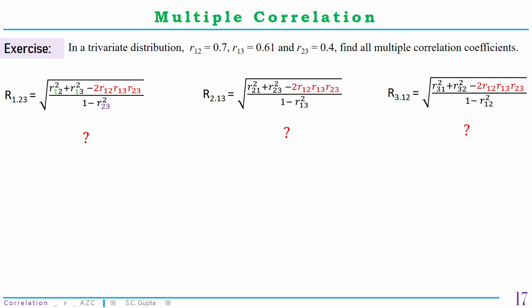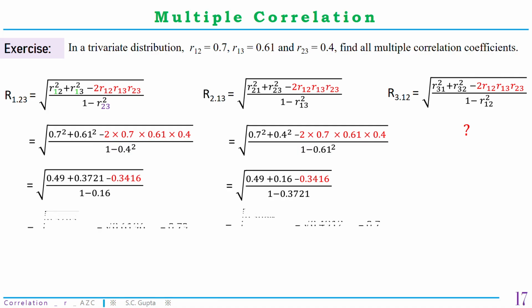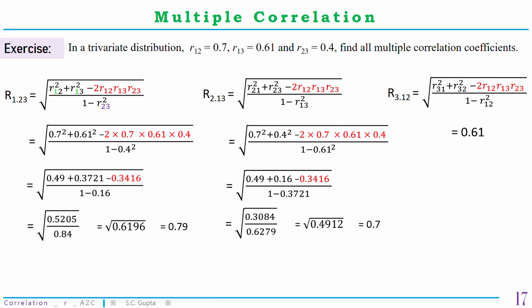Exercise. In trivariate distribution, R12 is 0.7, R13 is 0.61, and R23 is 0.4. Find all multiple correlation coefficients. Put all correlation values in multiple correlation equation, and on solving the equations, we will get the answer.